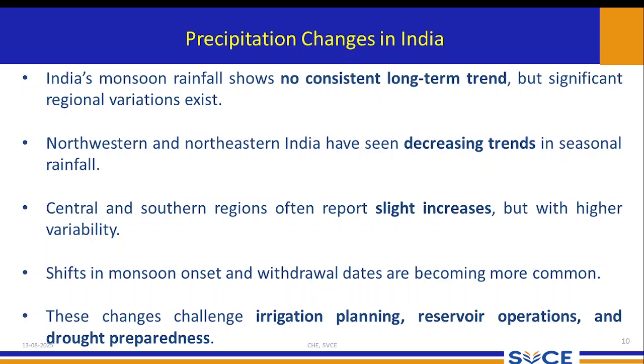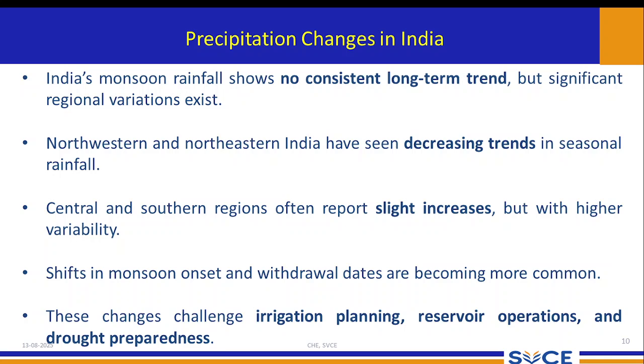Precipitation changes in India. So how has the rainfall changed in India? India's monsoon rainfall shows no consistent long-term trend, but significant regional variation exists. So rainfall has no consistent long-term trend, but there is significant regional variation.